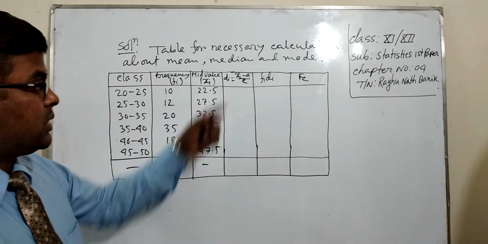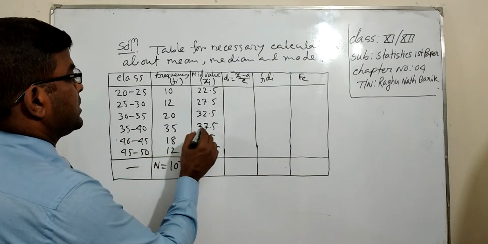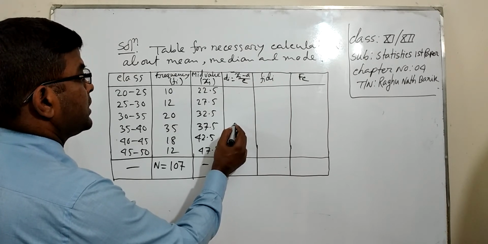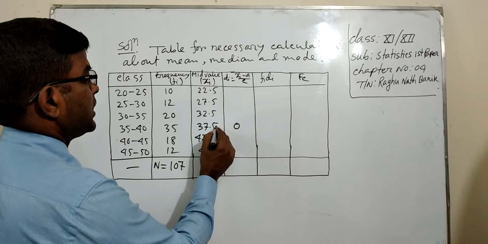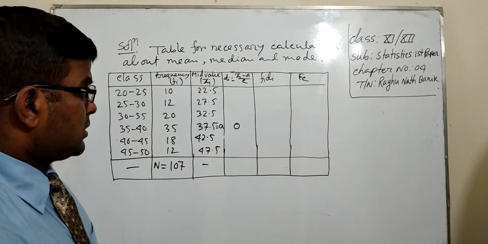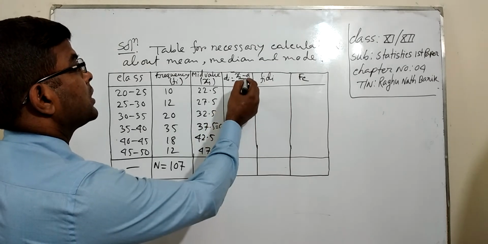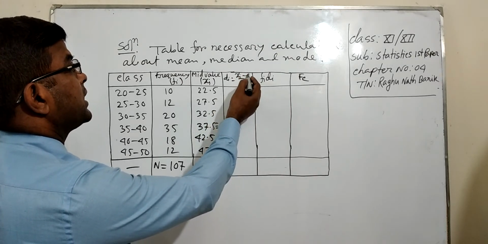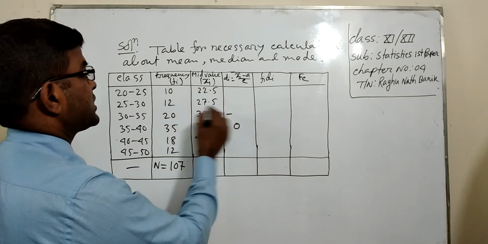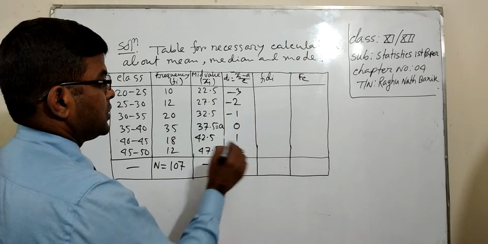Now we have to find the deviation di. For the highest frequency, di is equal to 0, and this mid value is the assumed mean. For the upper values, the class values are -1, -2, -3 and for the lower ones 1, 2.